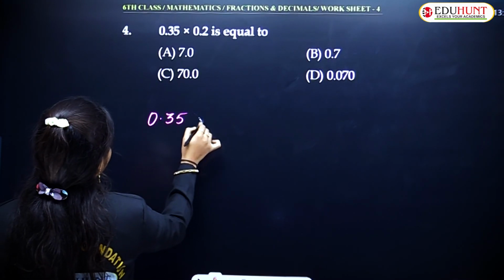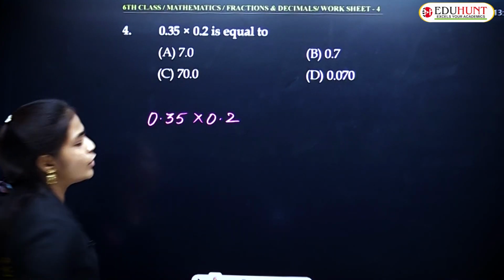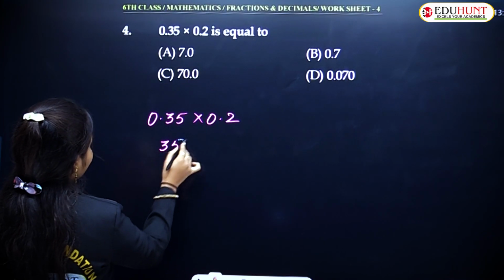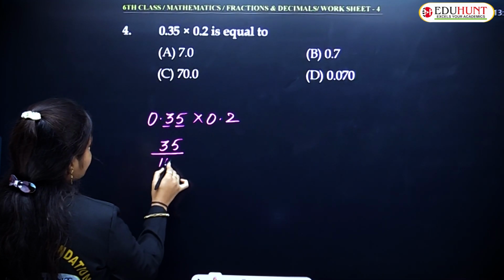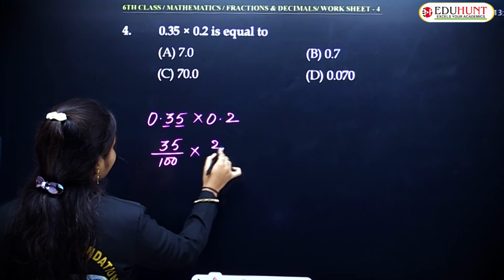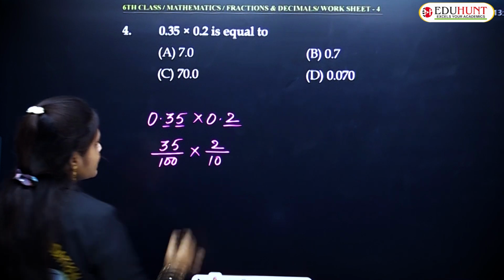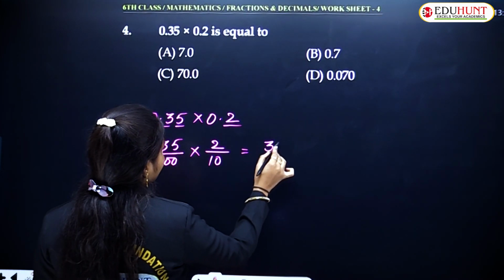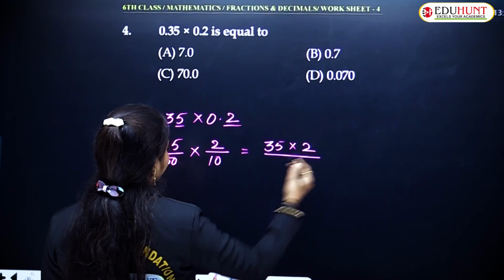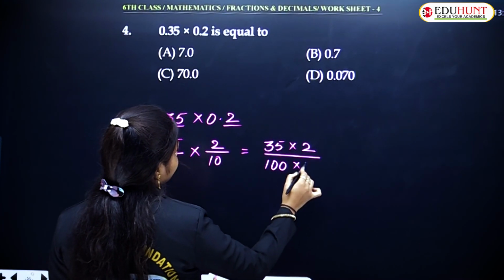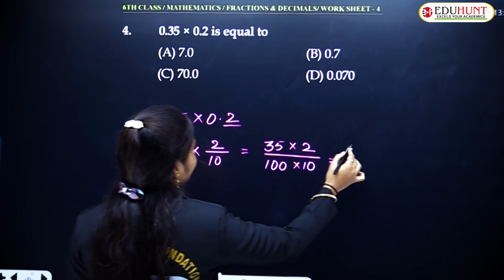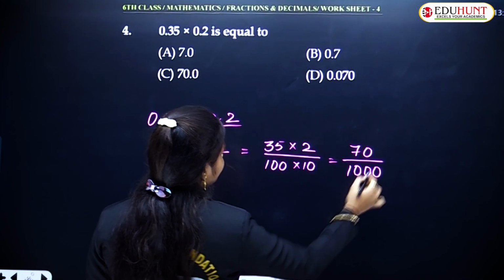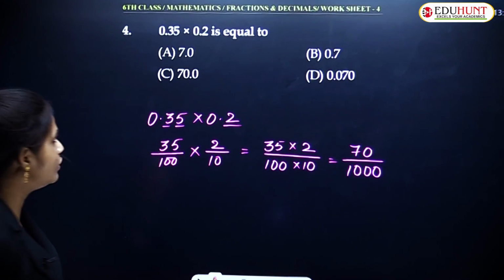0.35 into 0.2. This is the product of two decimal numbers. Understand? So we can write this as 35 by, point after 2 digits means 100, into 2 by, point after 1 digit only, no? So that is 10, which equals 35 into 2 by 100 into 10, which equals 70 by 1000.